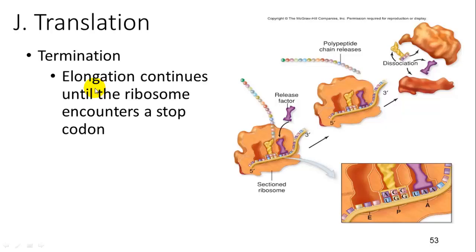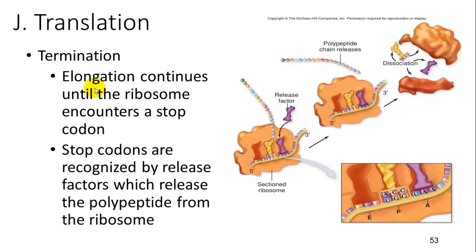Alright, translation terminates as elongation continues until it gets to a stop codon. A stop codon basically makes everything dissociate and everything releases.